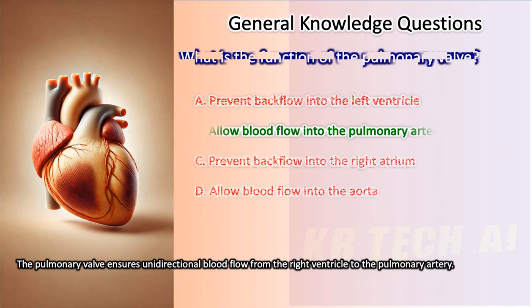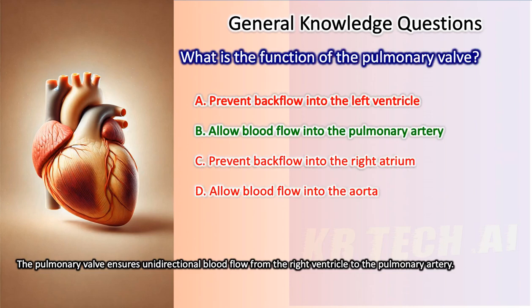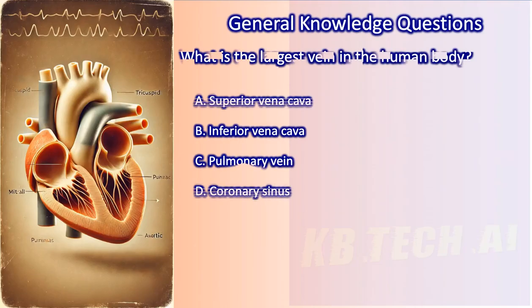The answer is option 2. Allow blood flow into the pulmonary artery. Which is the largest vein in the human body? Option 1. Superior vena cava. Option 2. Inferior vena cava. Option 3. Pulmonary vein. Option 4. Coronary sinus.